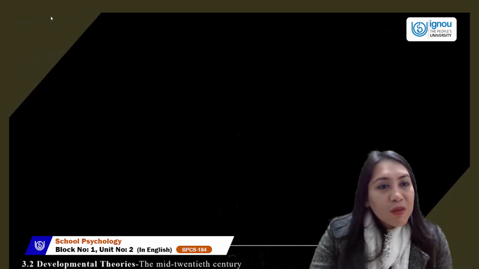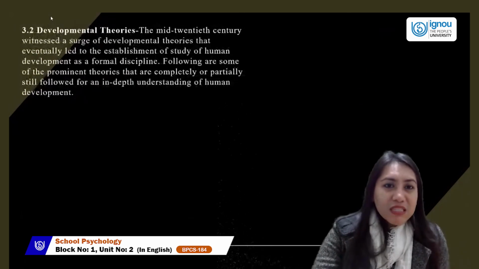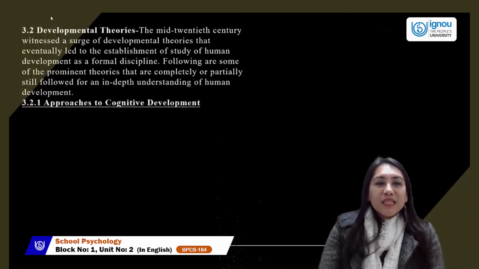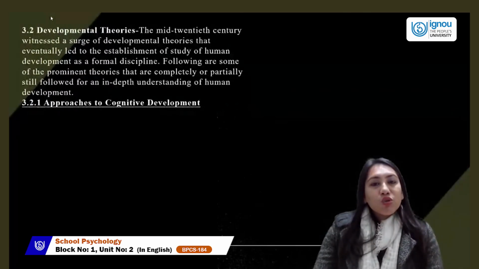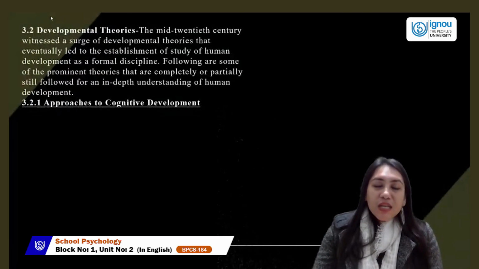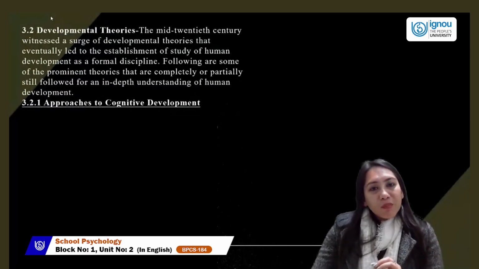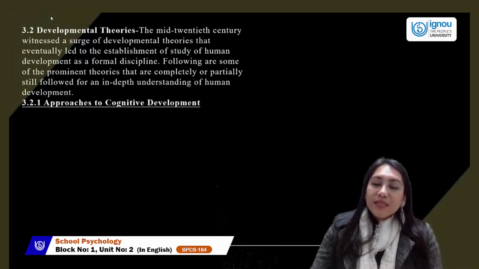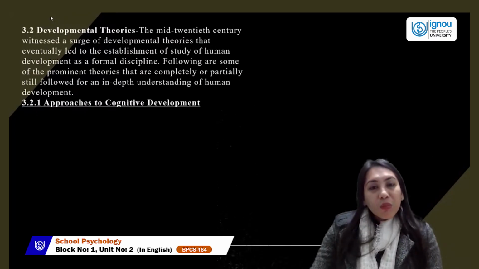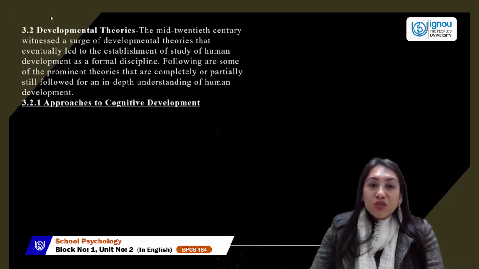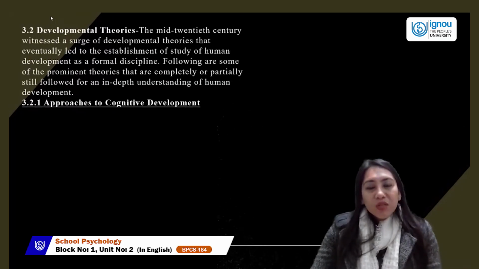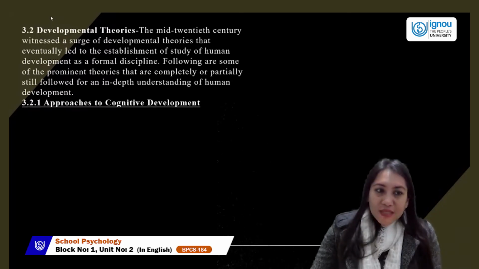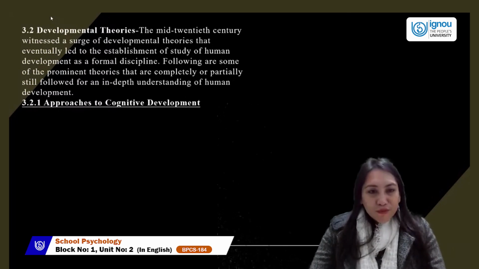Now, moving ahead to the developmental theories that we have. Developmental theories started in the mid 20th century. There was a surge of developmental theories. There are numerous theories that have been put forward by renowned psychologists to establish human development, to make us understand how it happens in a formal discipline. Is it discontinuous or continuous? That is, is it happening in stages or not in stages? Some theories have been prominent, and some theories have just been read and not followed much. Some have been followed in an in-depth course of human development.